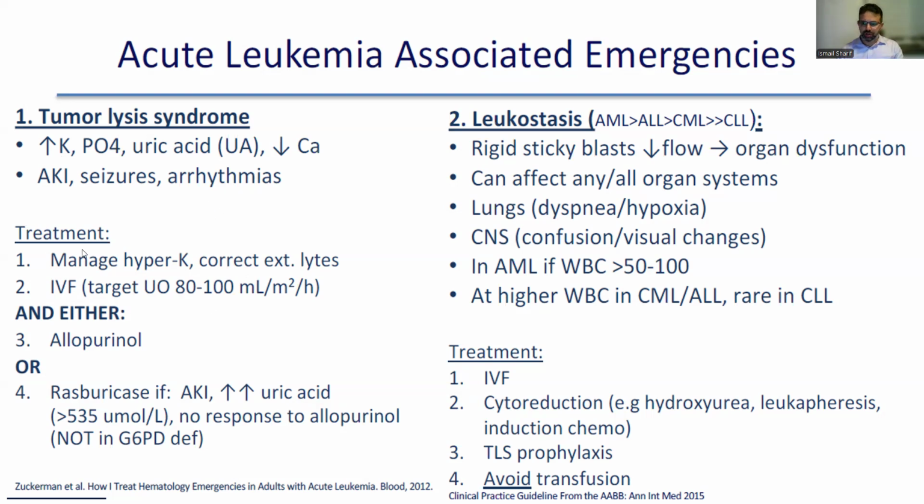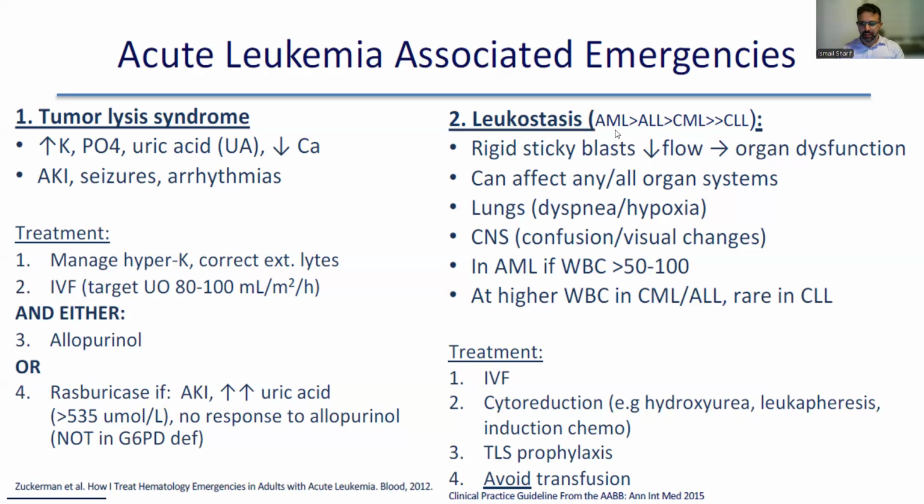Treatment, we have to fix these electrolytes. Manage the potassium, manage the electrolytes, hydration. Allopurinol helps. Rasburicase also helps, used for patients who are acutely ill with acute kidney injury. Of course, the main way is to treat the disease, but we also need to stabilize patients with this management first.